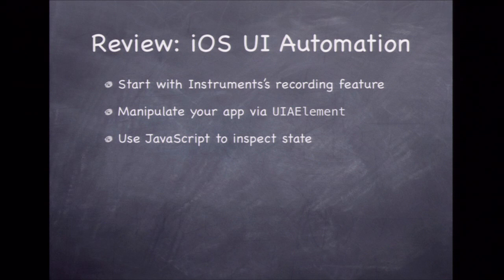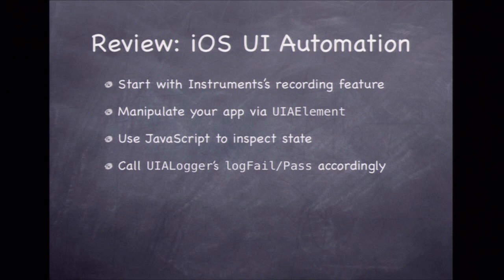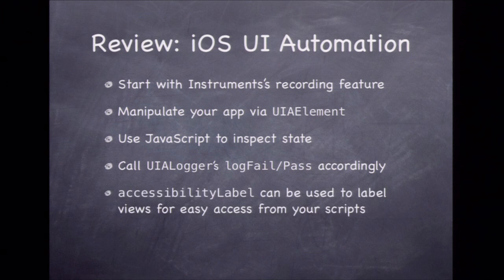And once you've done that, you can check out the state. You're going to have to use JavaScript to do that, but you can query the state. You can get the text field of a label. You can get whether something's enabled or disabled, or whether it's on screen. You can try to find stuff. And then once you know the state of the world, you can log fail or log pass in order to sort of print out these green or red flags.